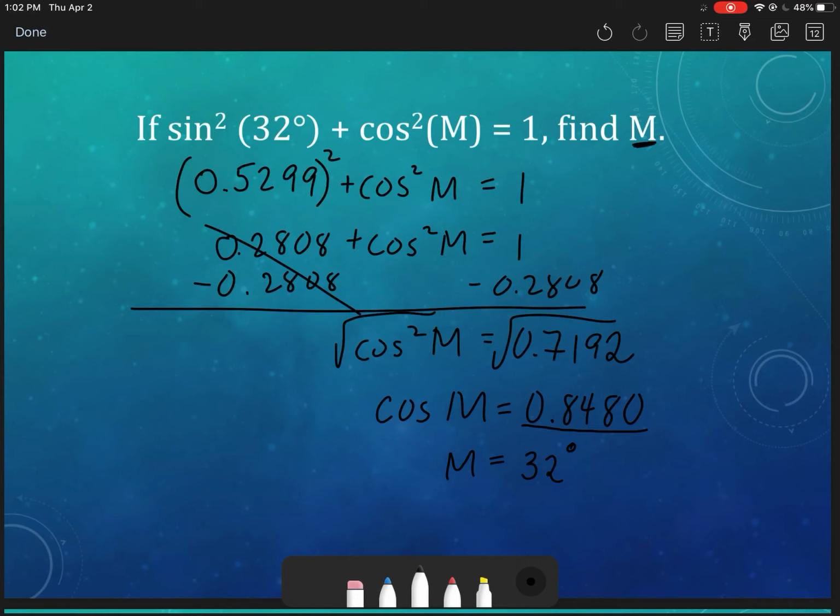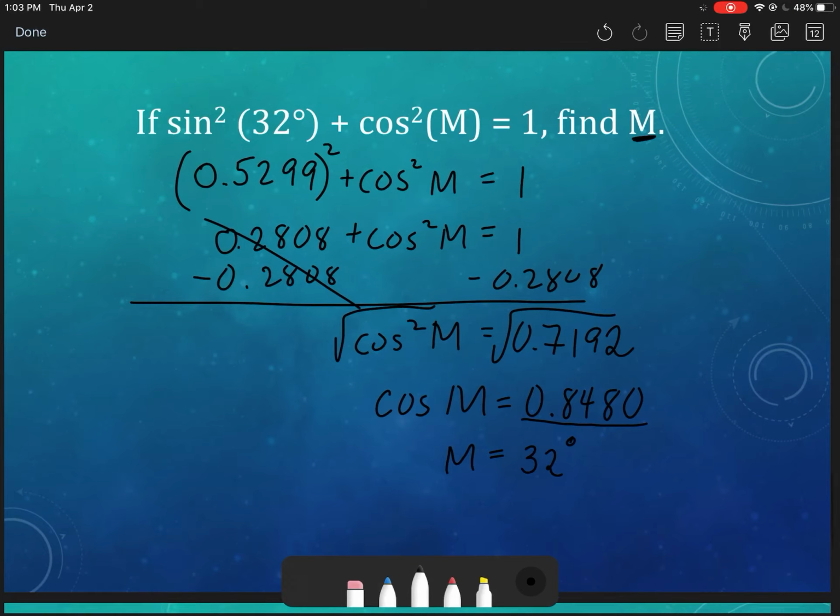Now you might say to yourself, how come it's 32 degrees when that's what sine was? Sine was 32 degrees. Well, remember that sine and cosine a lot of times alternate. Think about the sine of 60 degrees and the cosine of 30 degrees, how they alternate on that chart that I had you fill out.